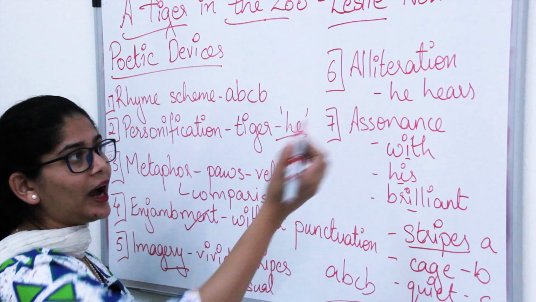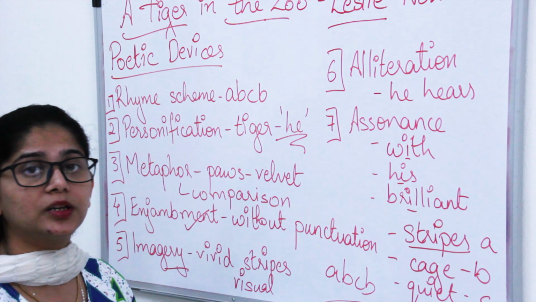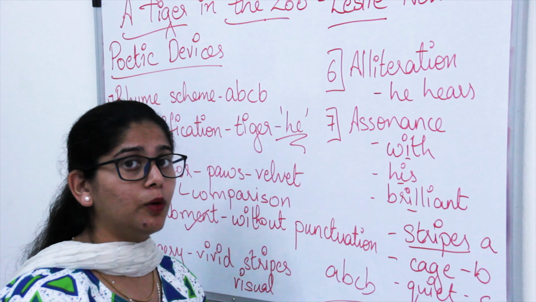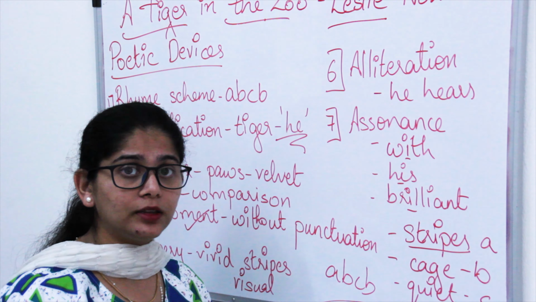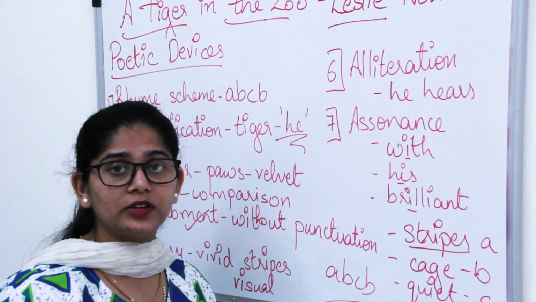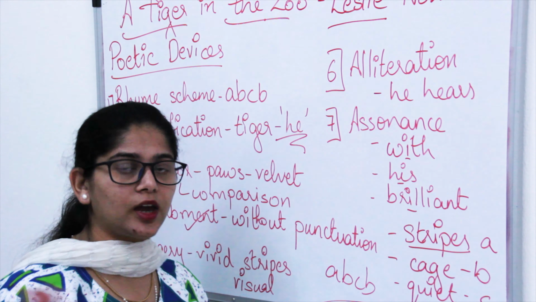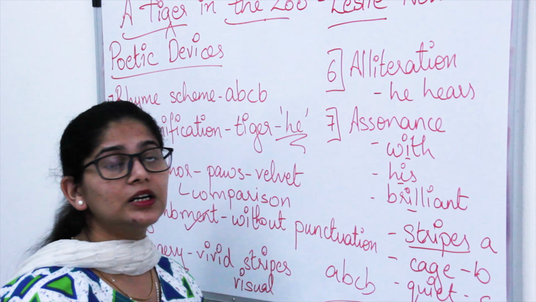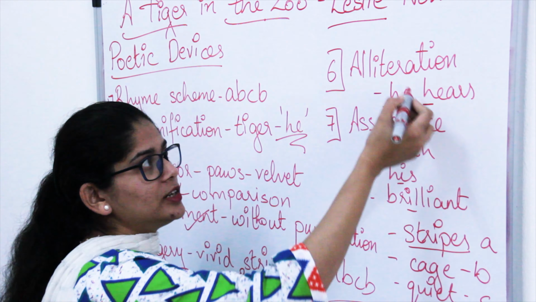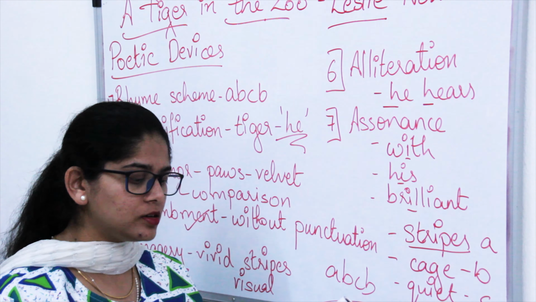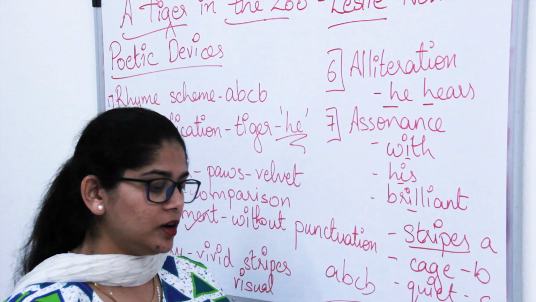Now alliteration. I told you alliteration is the repetition of the consonant sound. Most of you make a mistake by just looking at the letters, H, H, and saying okay. No, it depends upon the sound. So over here, he hears, her: the sound is being repeated. So that is alliteration.